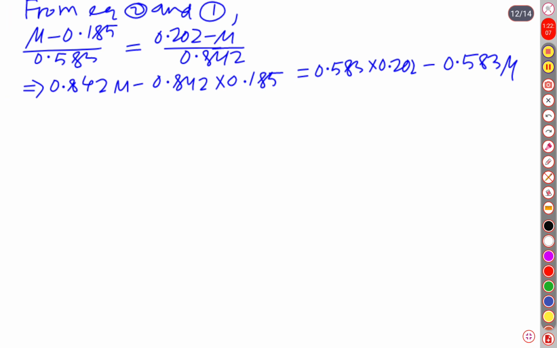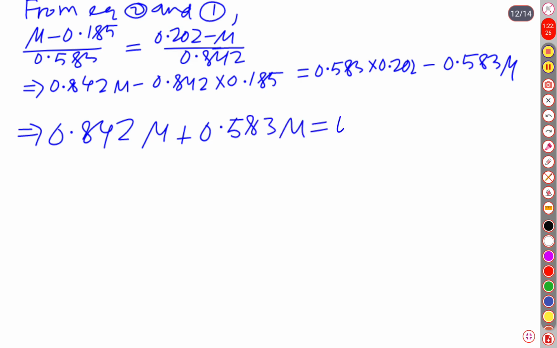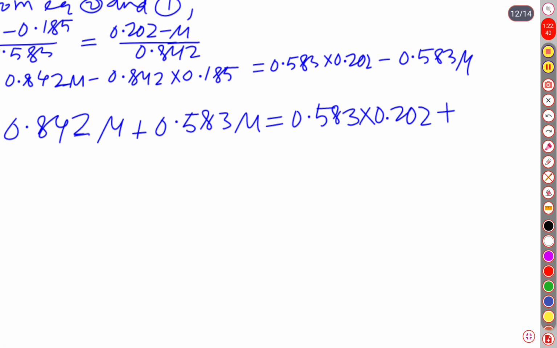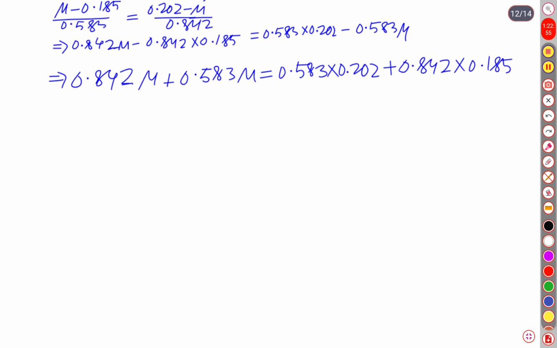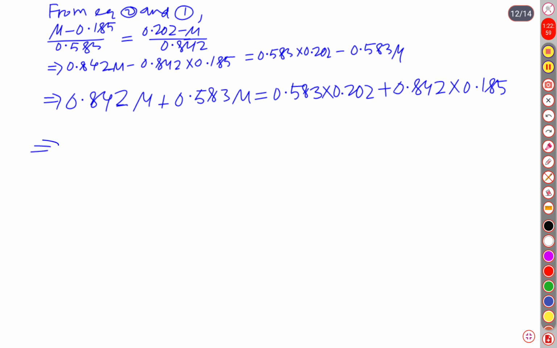So it is going to be mu minus mu. So 0.842 mu plus 0.583 mu is equal to 0.583 into 0.202 plus 0.842 into 0.185.